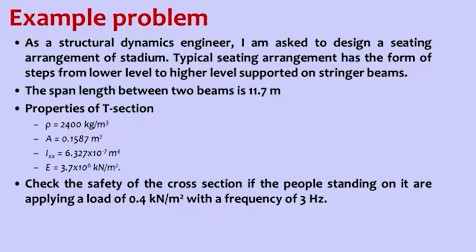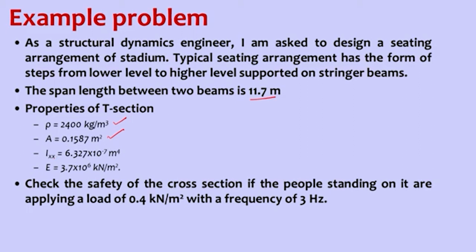Now the problem is, as a structural dynamics engineer, I am asked to design a seating arrangement of a stadium. A typical seating arrangement has the form of steps from lower level to higher level supported on stringer beams. The span length between two supports is 11.7 meters, and the cross section of the beam is a T section. The density is given as 2400 kg per meter cube, and the area of cross section is 0.1587 meter square.